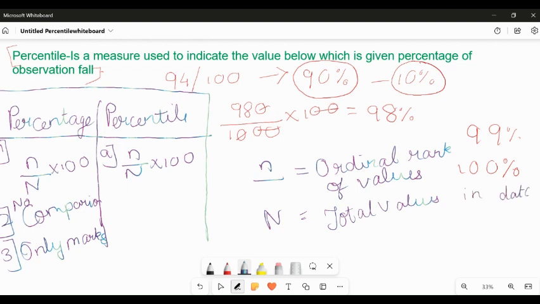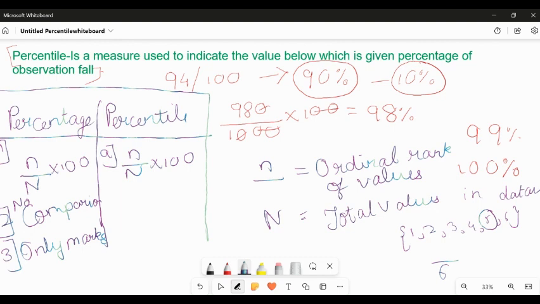I will be clearing this concept while doing an example, but a small clarity I will give. Say you have some numbers: 1, 2, 3, 4, 5, 6. Now I need to find the percentile for the fifth mark. So what will be my percentile? I will be finding n divided by N. Total values in the data set are 6, so my capital N is definitely 6, and my small n is the ordinal rank of the value. At which value do you need to find the percentile? My fifth value.